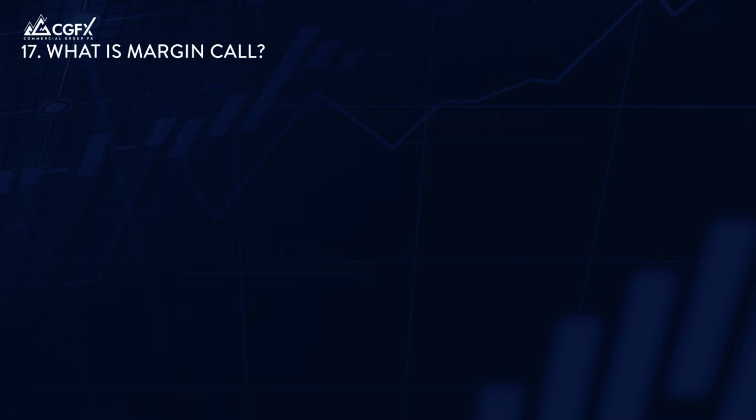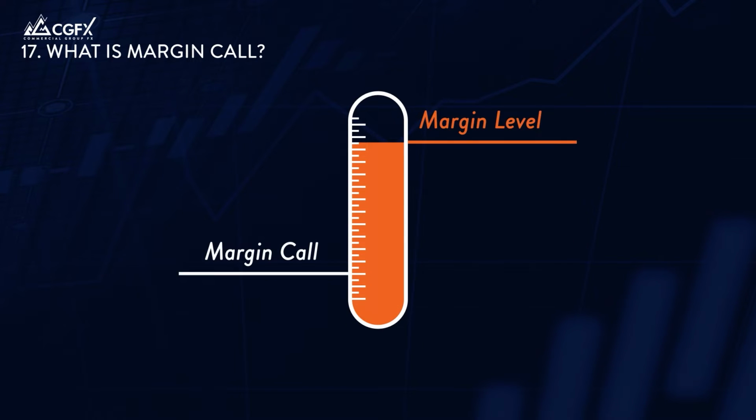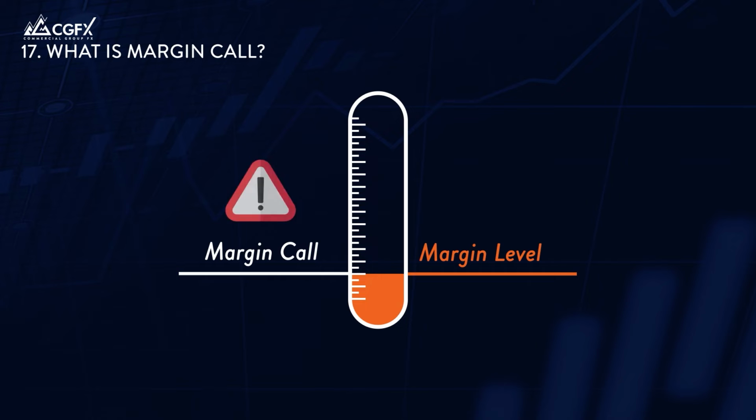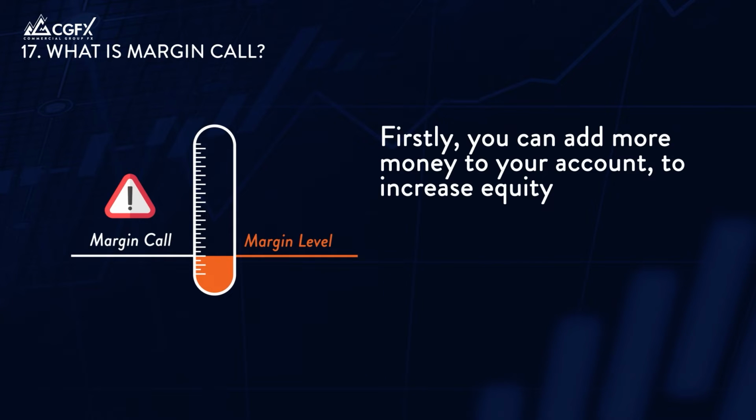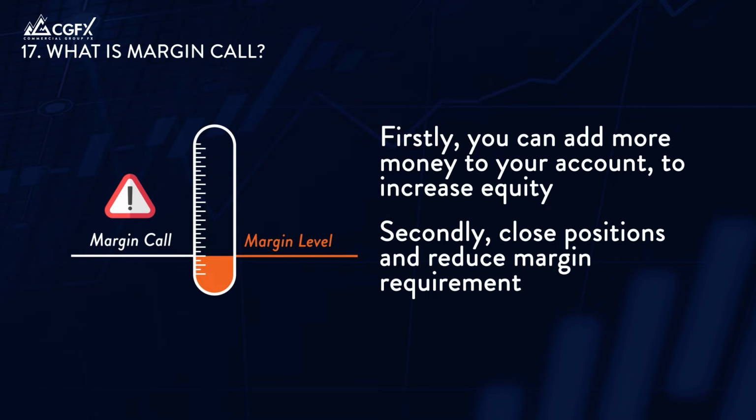A margin call occurs when the percentage of equity in a trader's account drops below the margin level. What can you do if you get a margin call? Firstly, you can add more money into your account to increase equity. Secondly, close your position and reduce your margin requirements.